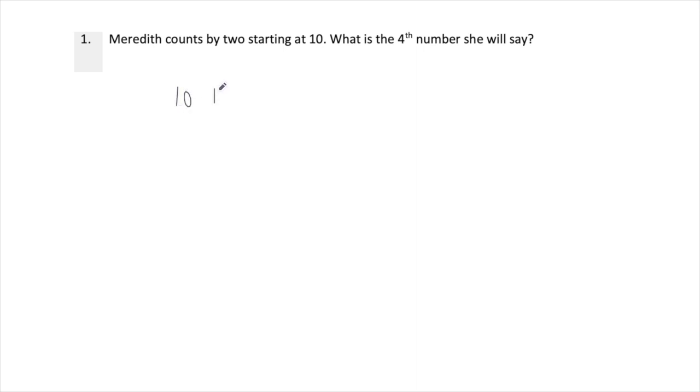Our second number is 12. Our third number is 14. And our fourth number is 16. So the answer to this problem is 16.